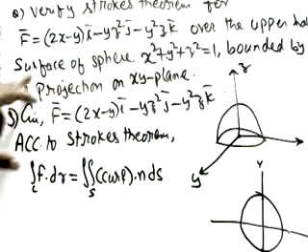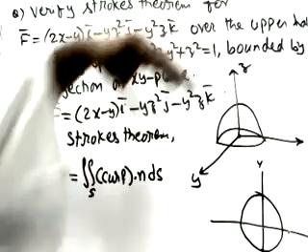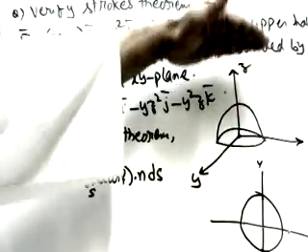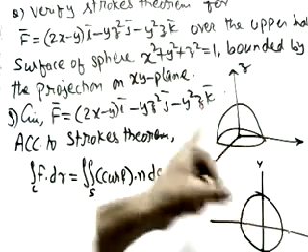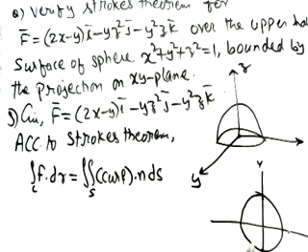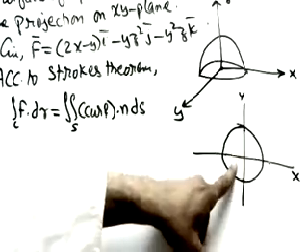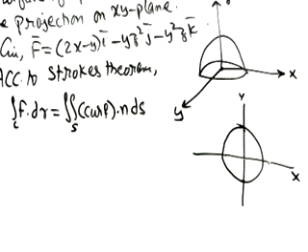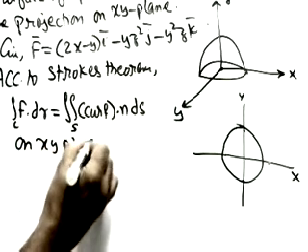But you see here, the surface is bounded by its projection on the xy plane. So we have to project this on the xy plane. Suppose this is the xy plane. If we project this on the xy plane, we will get a circle like this. This is the projection. So when we project on the xy plane, the value of z will become 0.